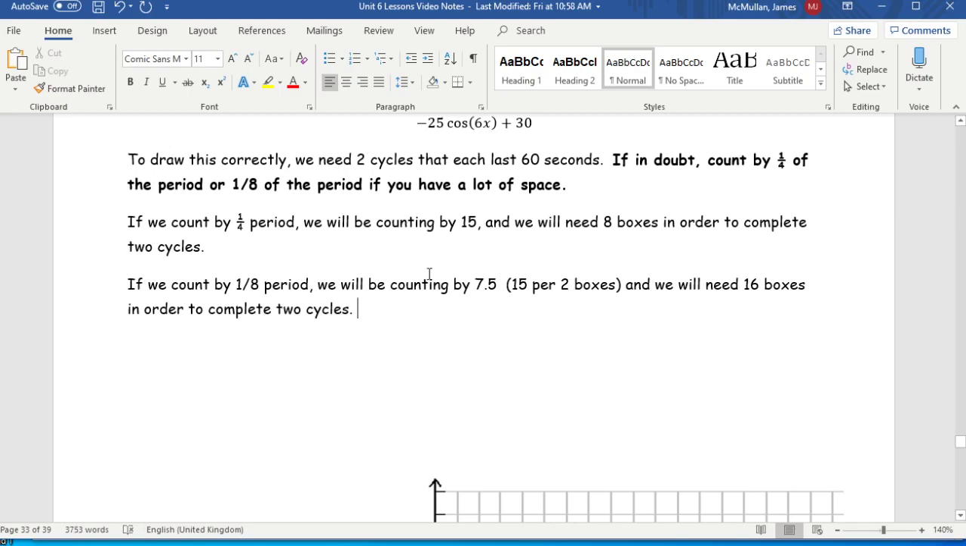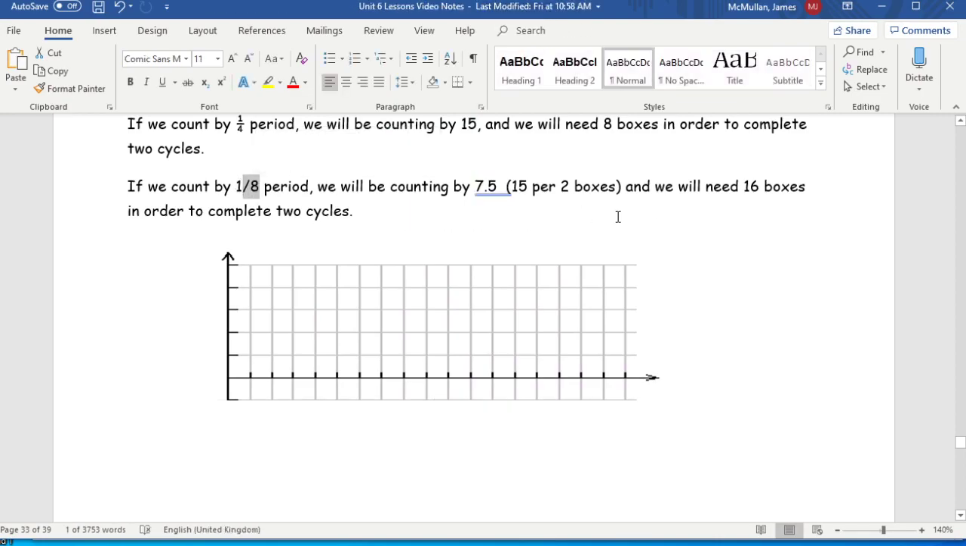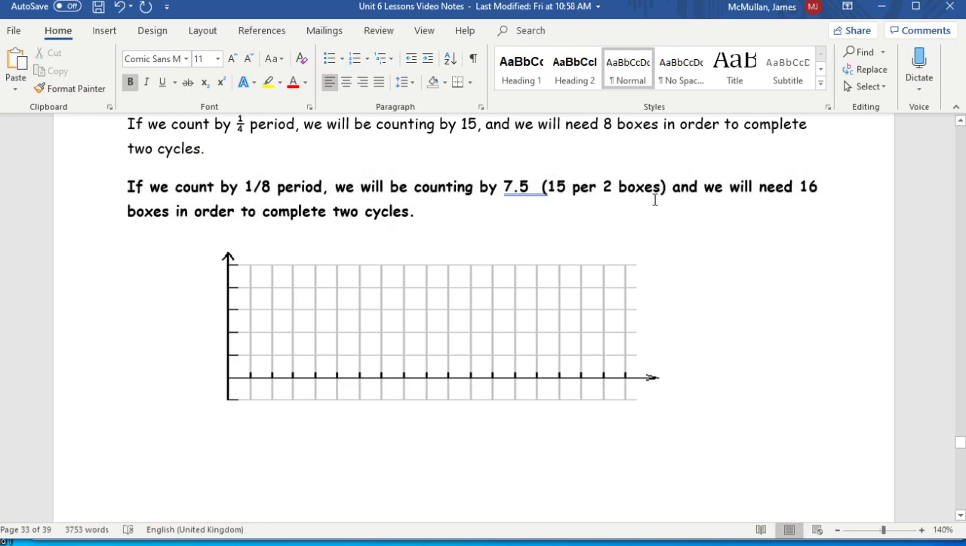I would say in this case, you're free to count by 1/8 of the period because you need 16 boxes, right? And you have 1, 2, 3, 4. 1, 2, 3, 4 is 8. 1, 2, 3, 4, and 1, 2, 3, 4 is 16. So that would be what I would recommend here. You should count by 1/8 of the period, and that would be 15 will be every 2 boxes.